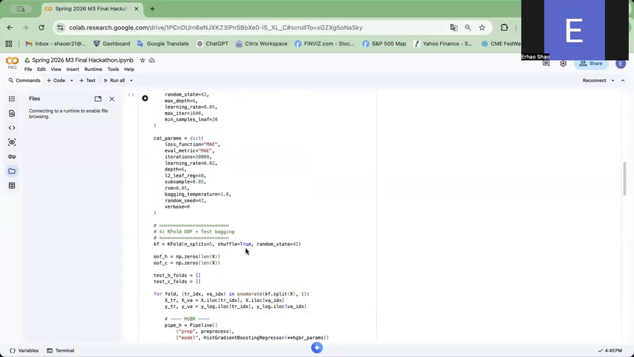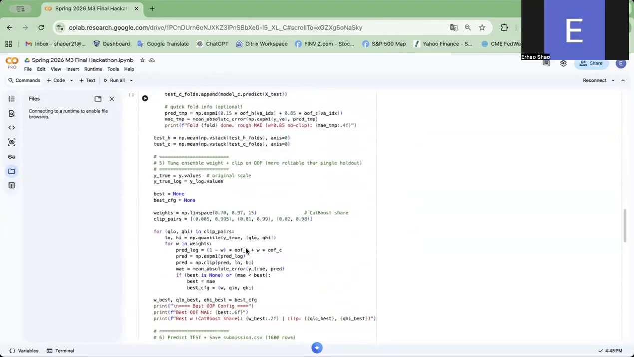And then we did K-fold cross validation, not just a single split. We use five-fold cross validation. This means we train the model multiple times on different splits, and it gives a more stable estimate of the generalization MAE and reduces the risk of one lucky split that makes the model look better than it really is.